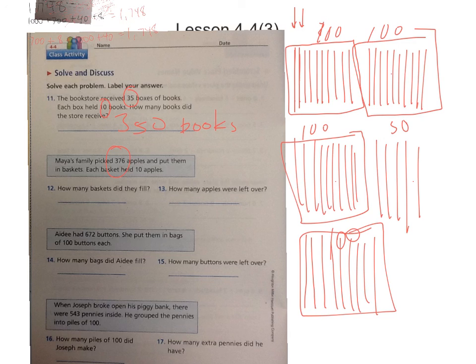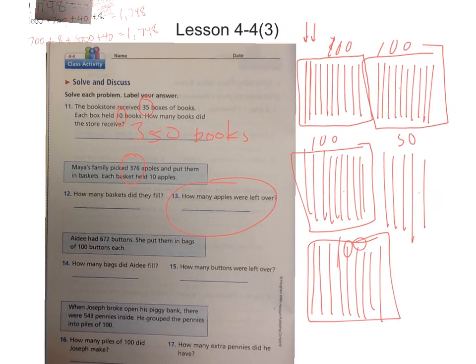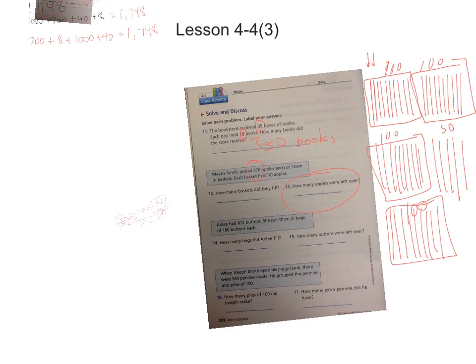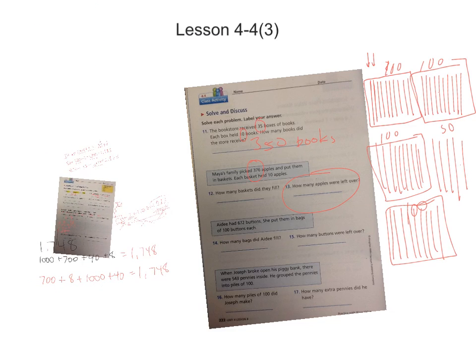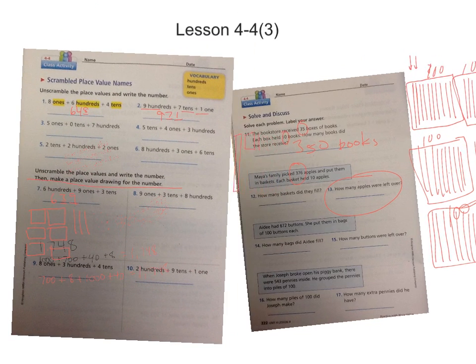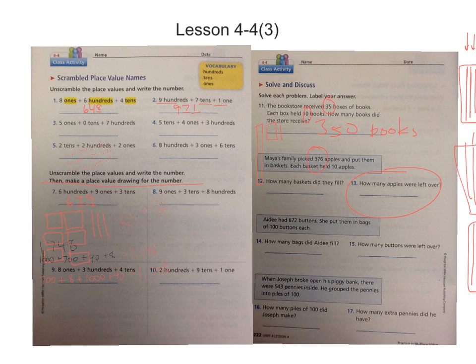Okay? And then it says how many baskets did they fill? Remember, if the answer is 376, there's going to be some leftover apples. Okay? Because they want to know how many they filled, and then whatever's left over, put inside there. So, I want you to work on pages 221 and 222 at your desk or somewhere in the room, and work on these 2 pages until I call you up to meet with me.